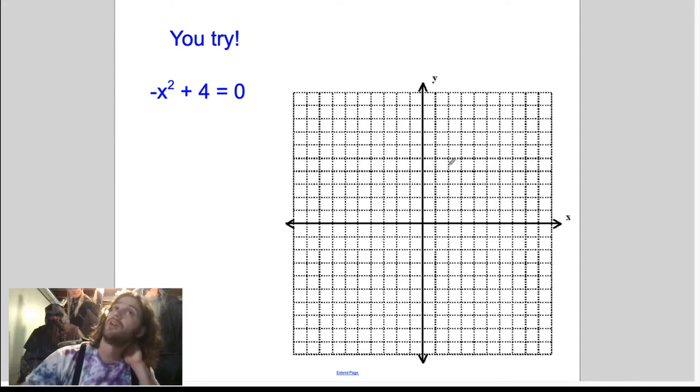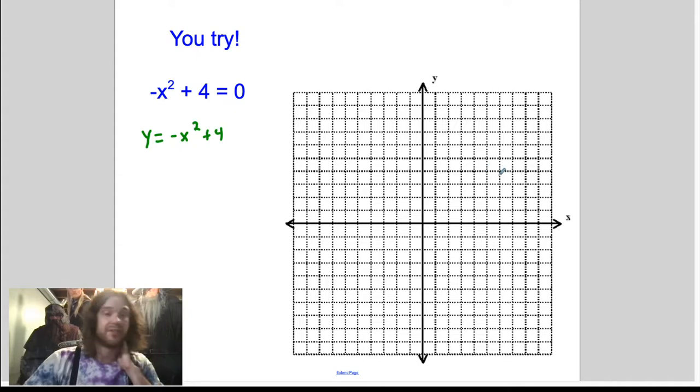Okay, so what does this graph look like? To solve this, we're going to graph the equation y equals negative x squared plus 4, and we're going to see where it crosses the x-axis. All right, so that looks like the parent function, but flipped upside down and shifted up 4. So I'm going to start here at 4 on the y-axis.